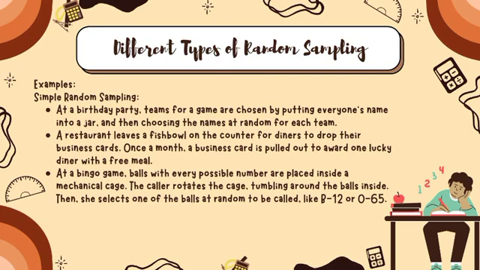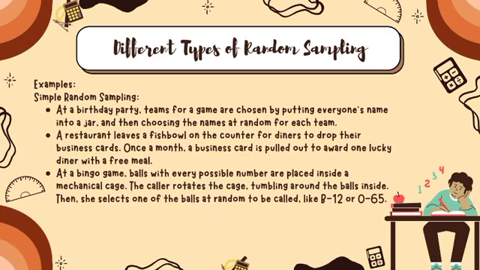First is the simple random sampling. First example is, at a birthday party, teams for a game are chosen by putting everyone's name into a jar and then choosing the names at random for each team. Next example is, a restaurant leaves a fishbowl on the counter for diners to drop their business cards. Once a month, a business card is picked out to award one lucky diner with a free meal.